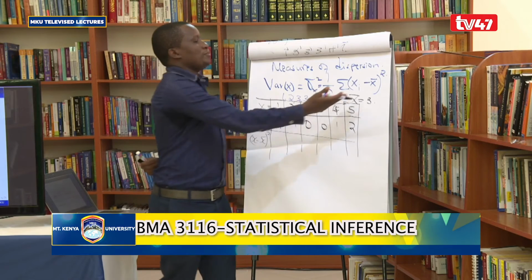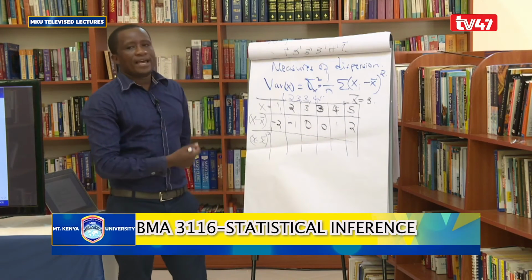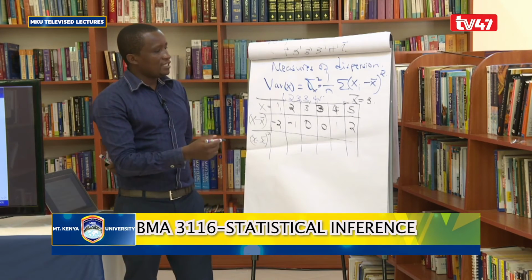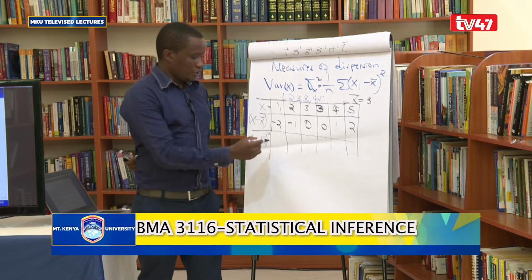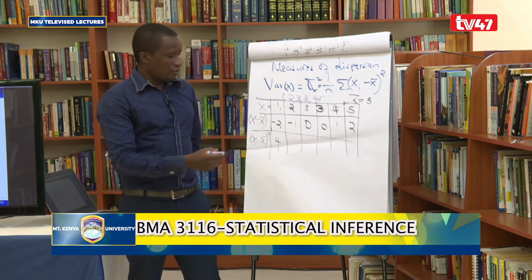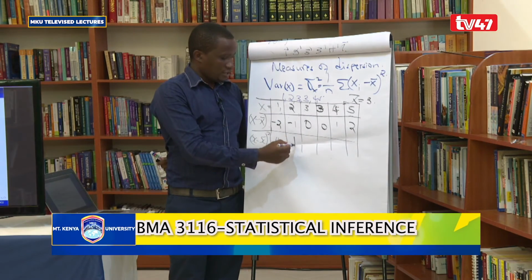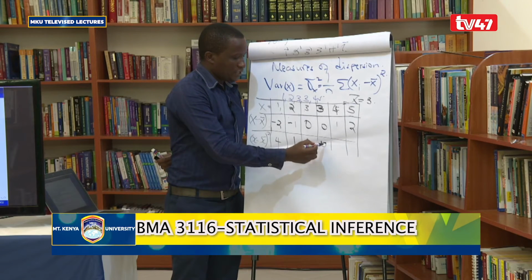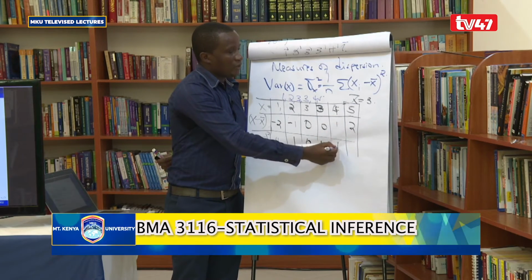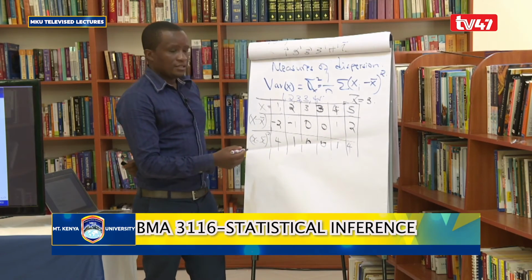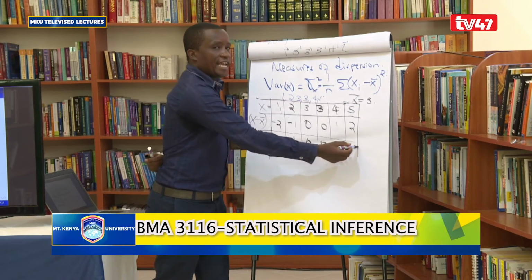Then from this formula, we need to square these values. So negative 2 squared, note that is negative 2 times negative 2, which makes positive 4. Then we have negative 1 squared, which is 1, then 0, 0, and then these would be 1, and these would be 4. So the summation of these values is 10.